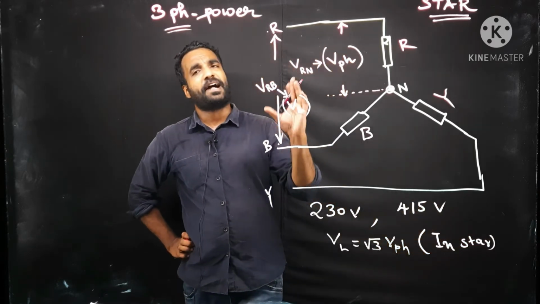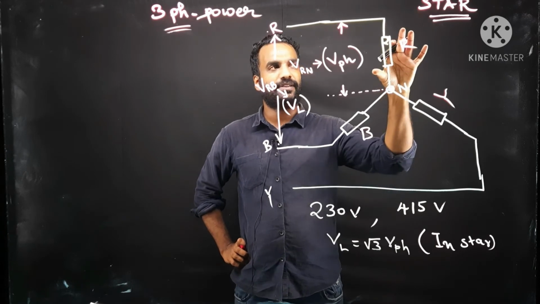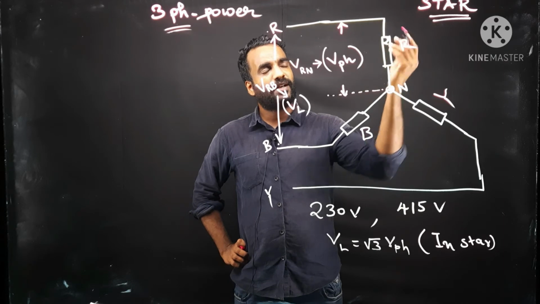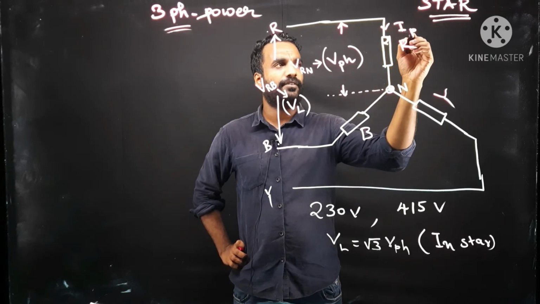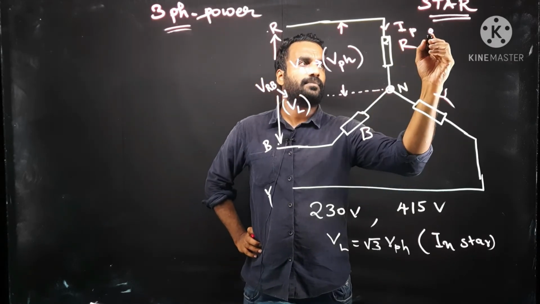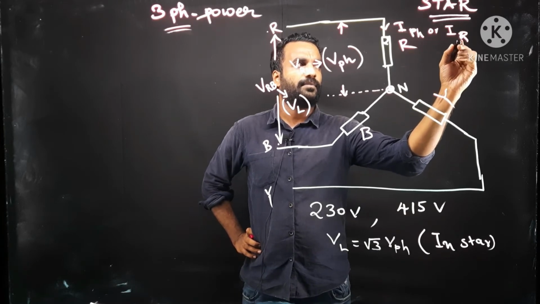But what about current? Suppose this is a phase, and these are our phase loads. So where can you mark the phase current? Here you can mark the phase current, I phase or IR, I phase PH or IR.